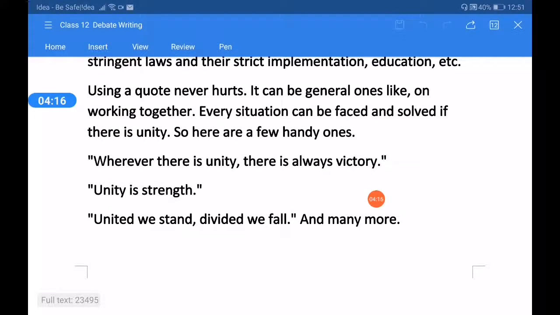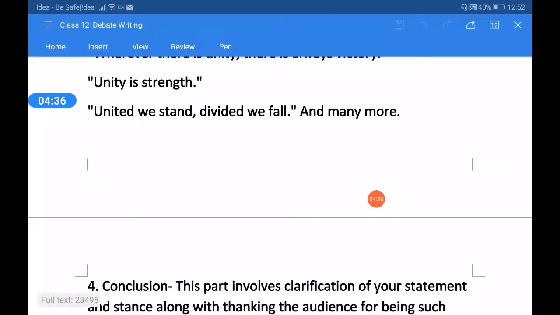Using a quote never hurts. It can be general ones like on working together, every situation can be faced and solved if there is unity. So, here are a few handy ones. It means some of the quotes which can be written. Wherever there is unity, there is always victory. Unity is strength. United we stand, divided we fall, and many more.